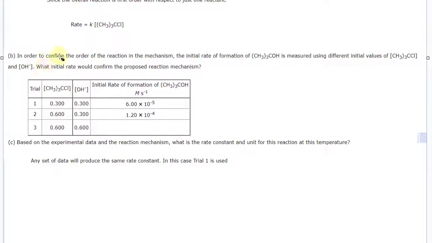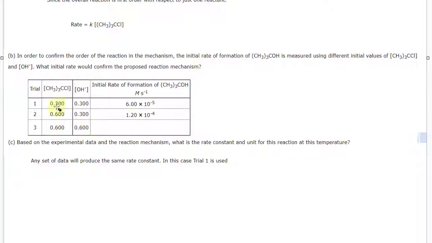In order to confirm the order of the reaction and the mechanism, now there's this theory, we got this theoretically from the steps in the reaction. The experiment is done, and they measured the formation of the tert-butyl alcohol using different concentrations of the tert-butyl chloride. Organic chemistry, I love those names. What initial rate would confirm the proposed reaction mechanism?